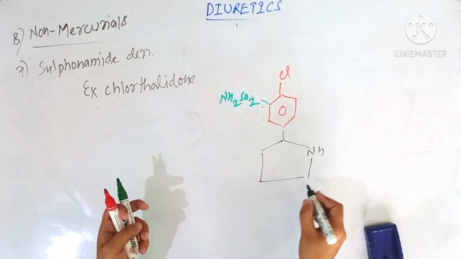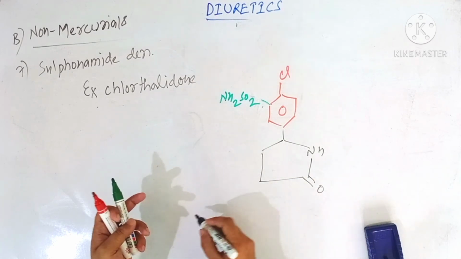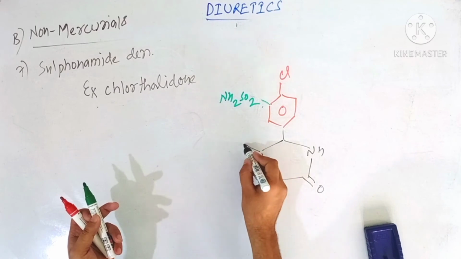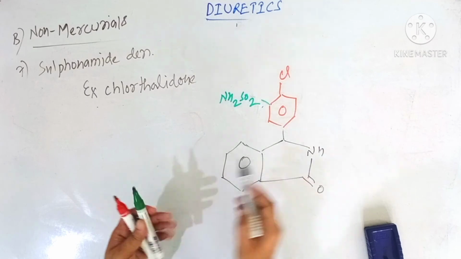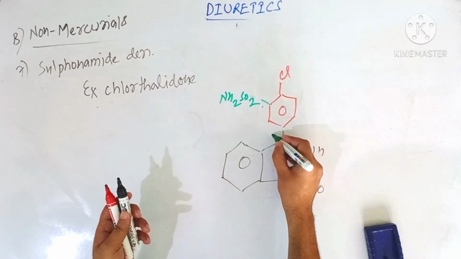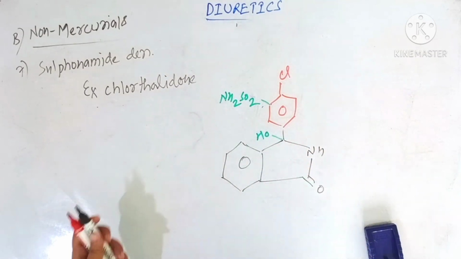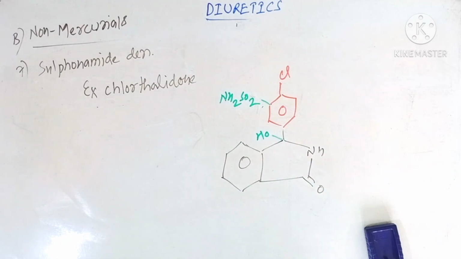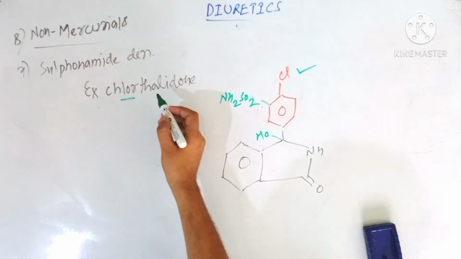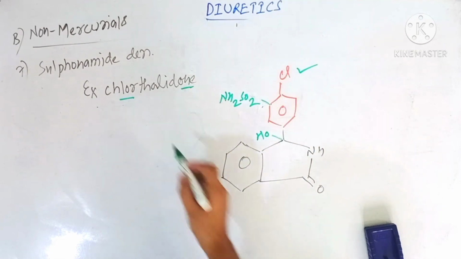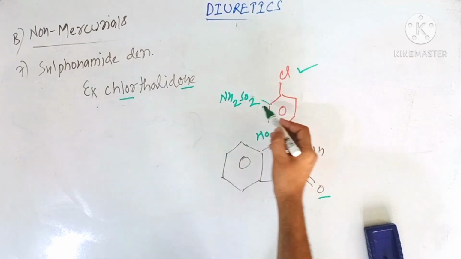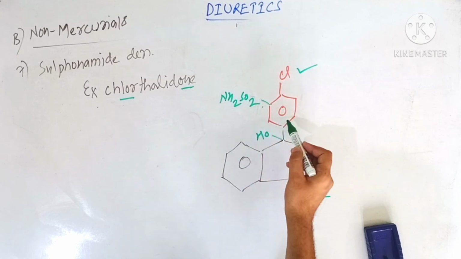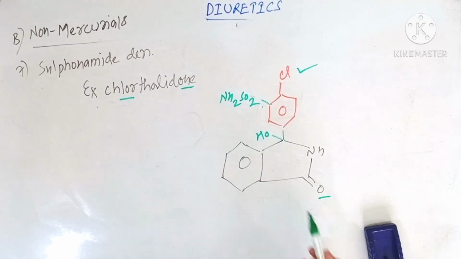a pentacyclic nitrogen containing nucleus which has a carbonyl group, and this ring is fused with your benzene nucleus, and at this position they also have one hydroxyl group. So this is the structure of chlorthalidone. So why chlorthalidone? Chlorine is there, and one means ketone, so this is your ketone functionality, and this is a sulfonamide derivative. Sulfonamide basically has a sulfamoyl group and benzene nucleus, so that's why it is called sulfonamide derivative.